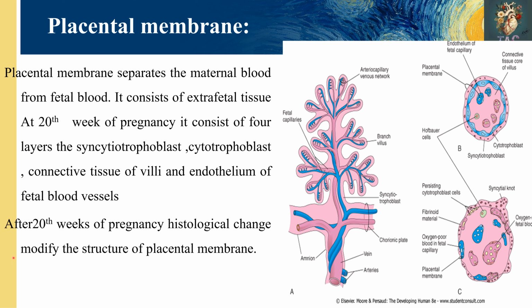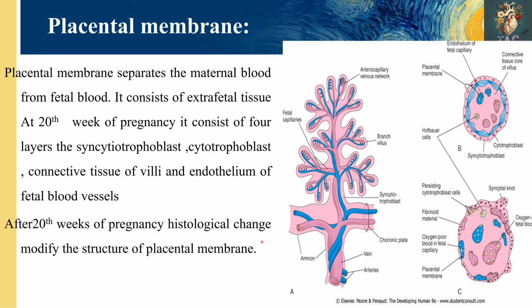So what is the placental membrane? This placental membrane separates the maternal blood from the fetal blood. It consists of extrafetal tissues. At the 20th week of pregnancy, it consists of four layers. As I have already told you, these four layers from outer to inner side are the syncytiotrophoblast, then the cytotrophoblast, then a small amount of connective tissue, and the endothelium of the fetal blood vessels.